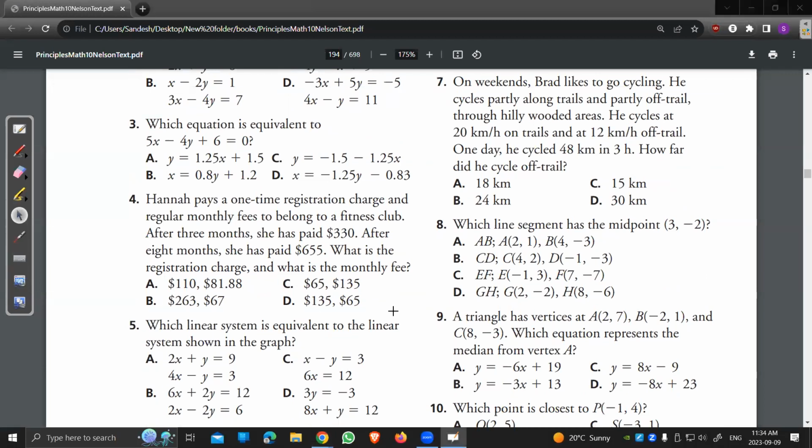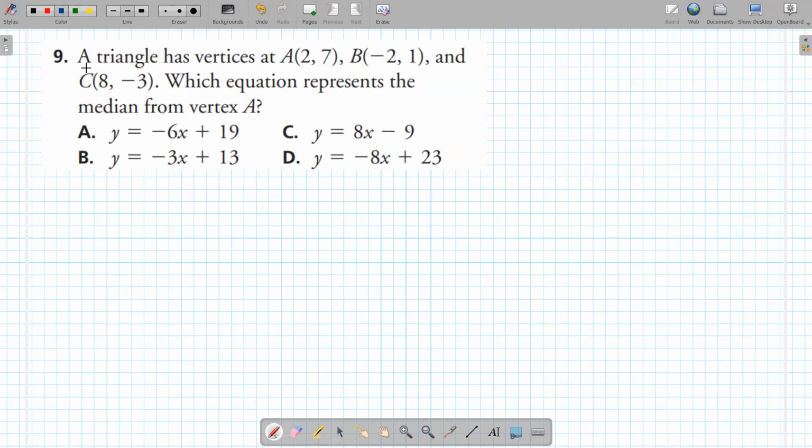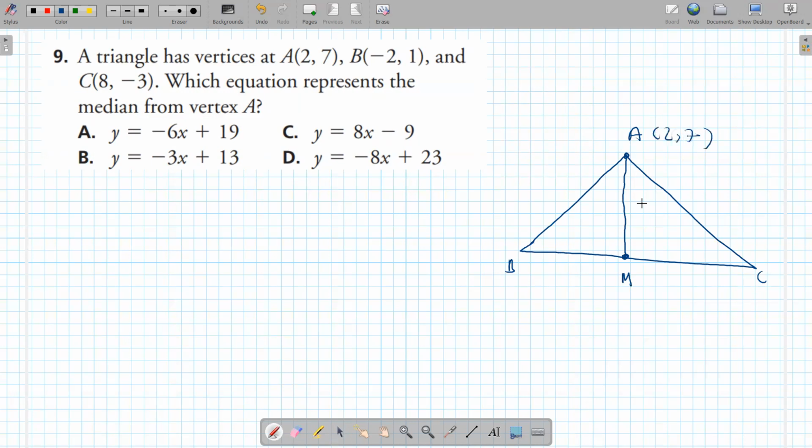Oh, this is gonna be tricky because we did this a long time ago. Not that long, but still. This is asking us for the median. A median is a line that goes from one of the vertices to the midpoint of the other side. So this point is (2, 7). This point is (-2, 1). This point is (8, -3). So we're trying to find the equation of this line.